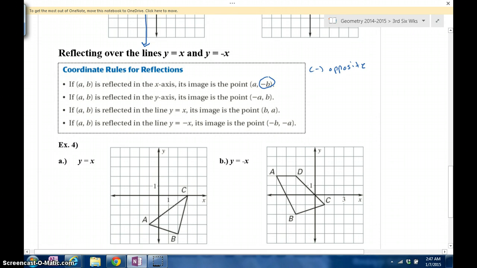Okay. So when you reflect about the y-axis, what you're doing is you're just taking the x-coordinate, the a here, and you're just changing that to the opposite. So if your x-coordinate was a positive number, you make it negative. If it was negative, you make it positive.